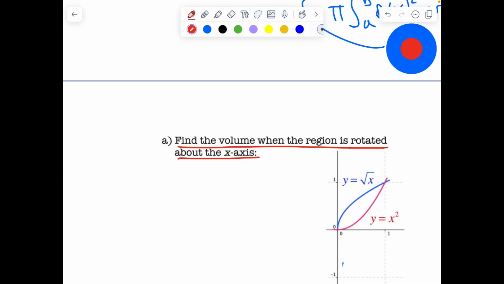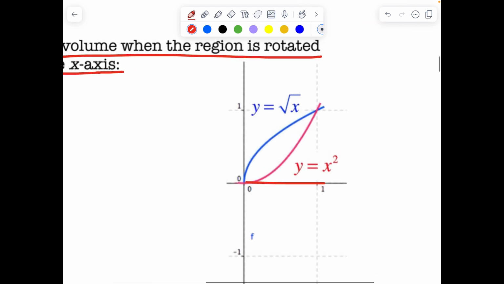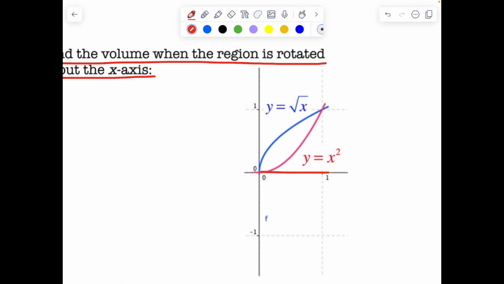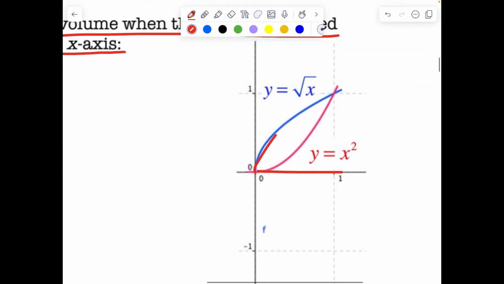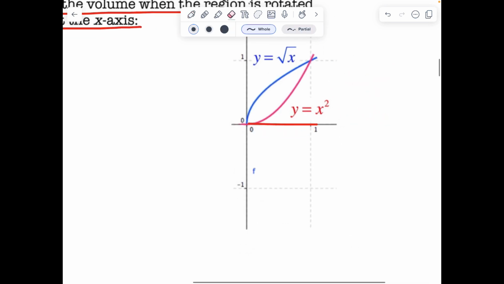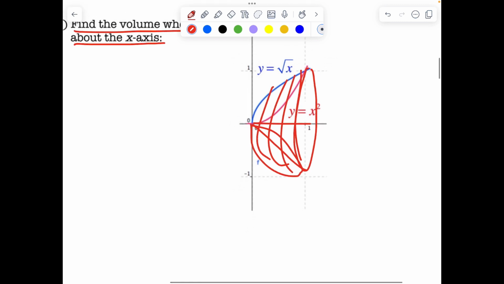So pretty simple. Find the volume when the region is rotated about the x-axis. If you look above, we have two radiuses. This is going to be your big r of x, and this is going to be your lowercase r of x. So if you imagine it rotated across, it's going to look something like that.